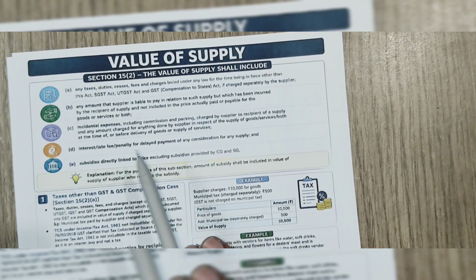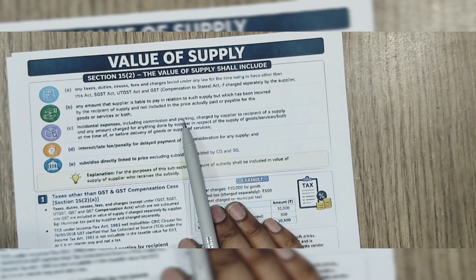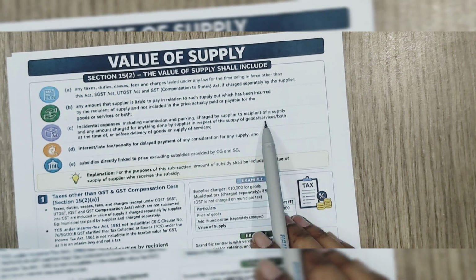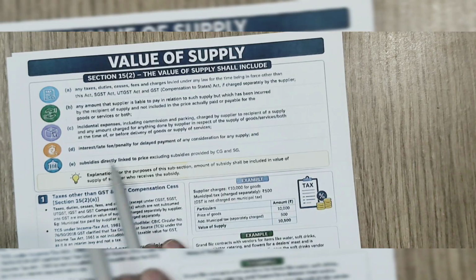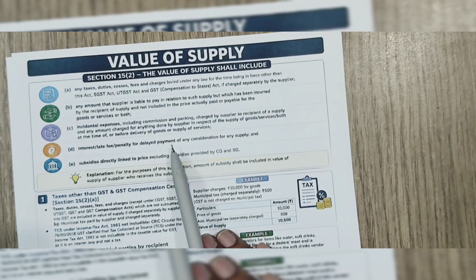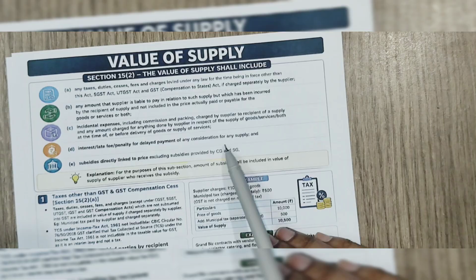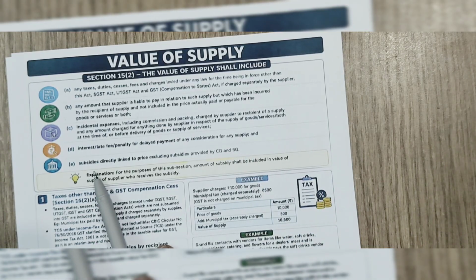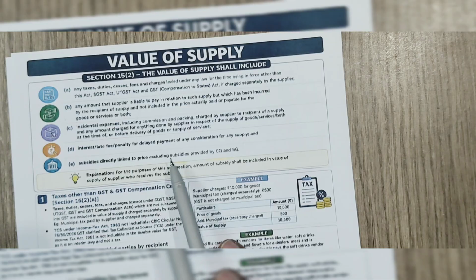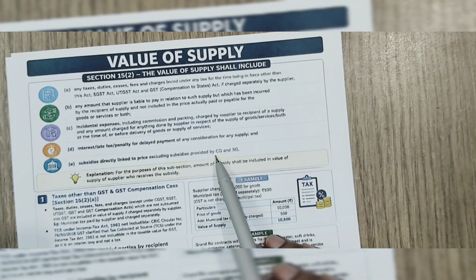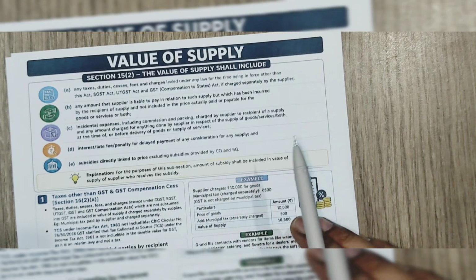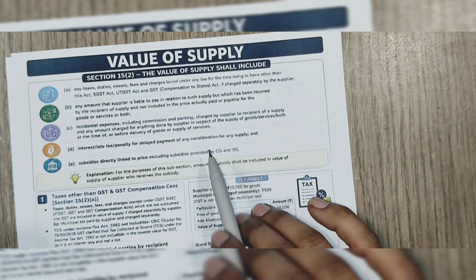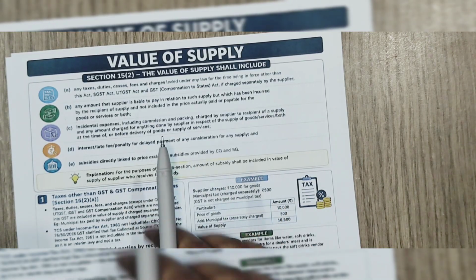Then incidental expenses, including commission, packing charges, any other supply charges if you have paid, should be added. Interest, late fee, penalty for delayed payment, for any consideration for any supply, should be included. Subsidies directly linked to the price, excluding subsidy provided by the central government and state government. So these are what we are including. Let us understand each detail one by one.